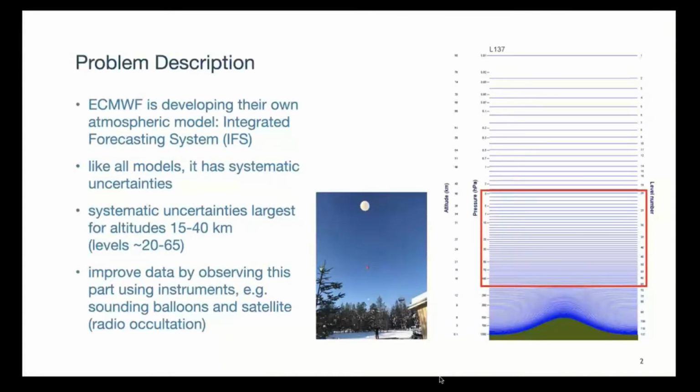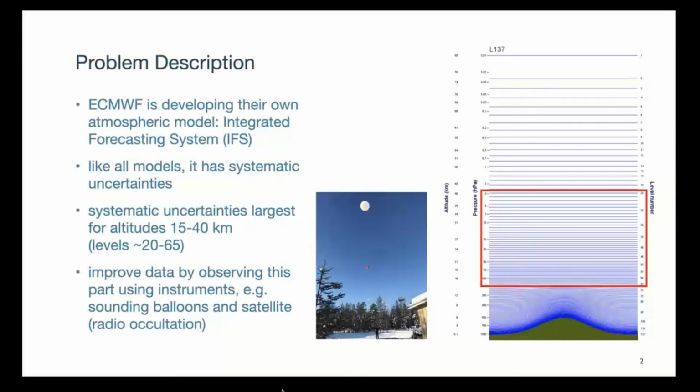ECMWF is developing their own atmospheric model, which is called Integrated Forecasting System, or IFS. And like all the models you know, it has a systematic uncertainty. And it turns out that these are largest between like 15 and 40 kilometers, which correspond to level indices in the model of 20 to 65. So what can you do here?